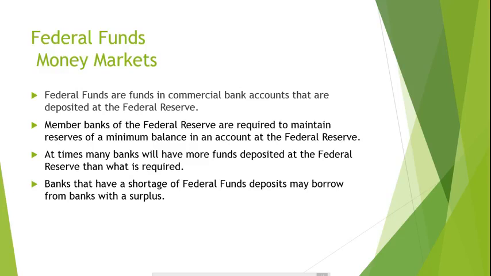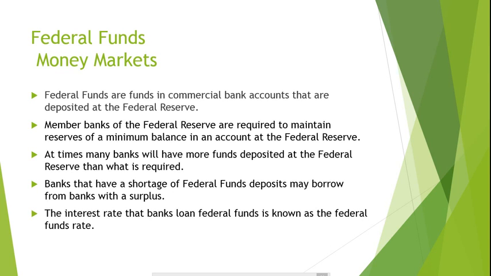At times, many banks will have more funds deposited at the Federal Reserve than what is required. Other banks may have a shortage of federal funds deposited with the Fed. In order to maintain the minimum required, they will borrow funds from banks that have a surplus. When banks borrow these funds, they must pay an interest rate. The interest rate they pay is known as the federal funds rate.